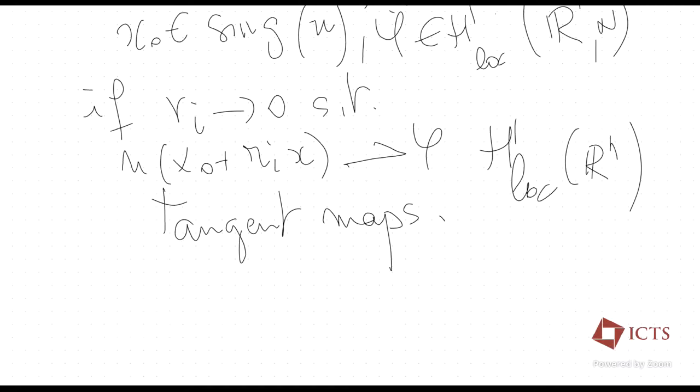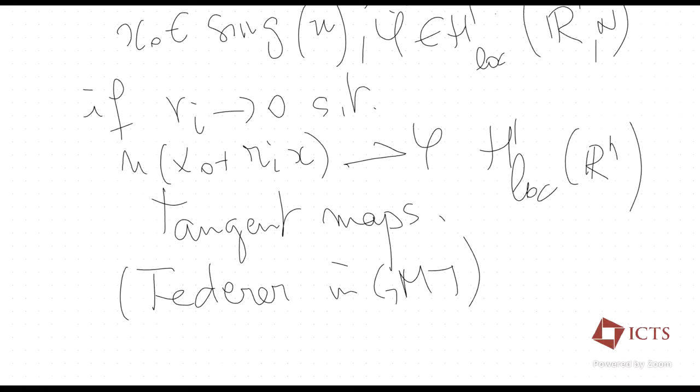Well, this argument, I should mention, comes from Federer in GMT, when Federer designed such arguments while studying area minimizing currents. So originally this type of argument comes from minimal surfaces, the idea of understanding tangent maps.